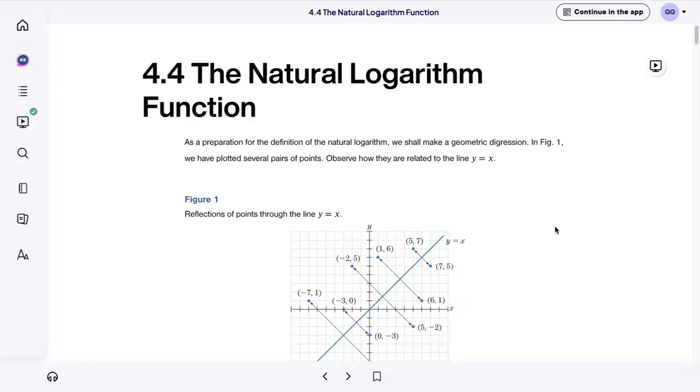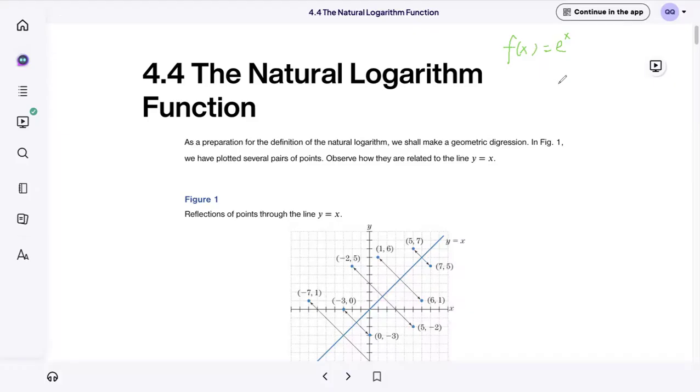Chapter 4, Section 4, we talk about the natural logarithm function. So let's recall the exponential function. If we have an exponential function, let's use the Euler number, e to the x. This is from the previous video. So e to the x equals f of x.